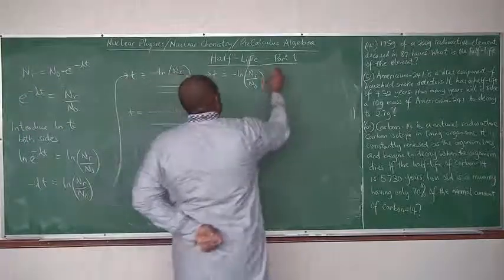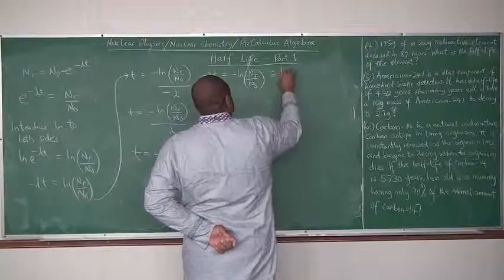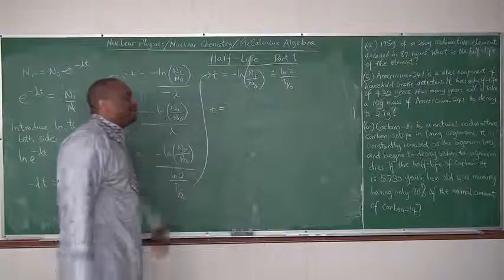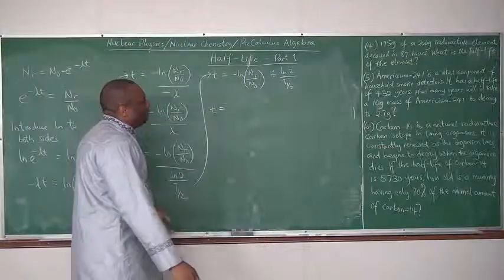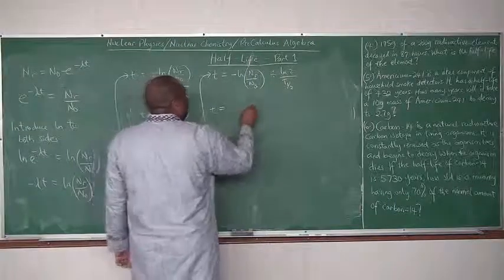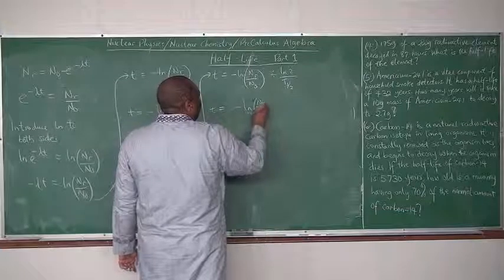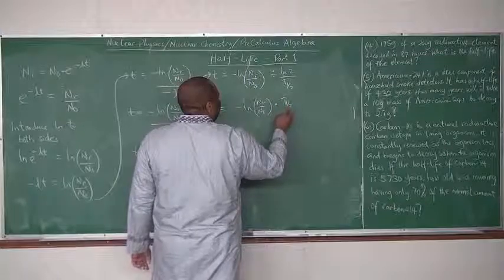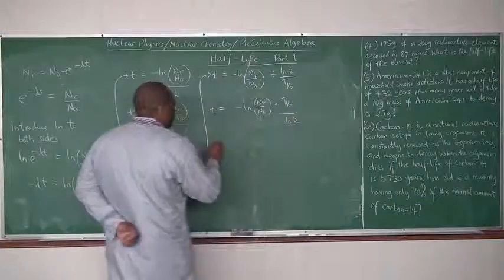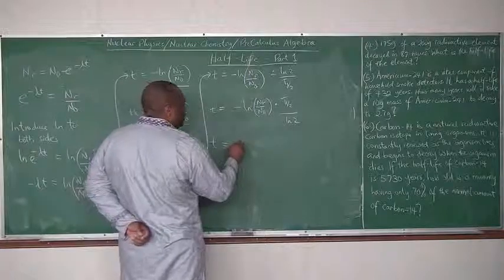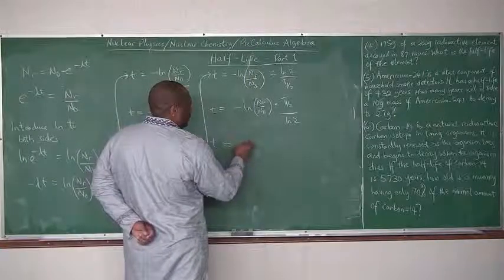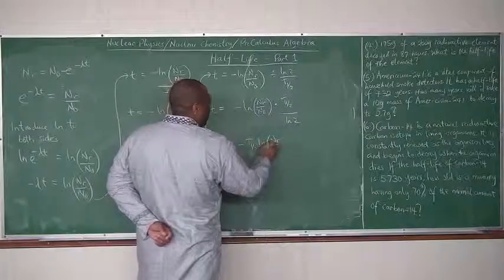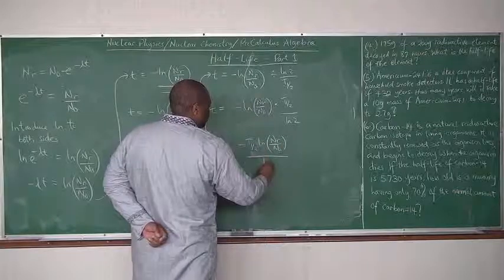Divided by ln 2 over half-life. I know what I'm doing, I'm just breaking it down. I should have just put it, but some of you might ask me, what did you do? Negative ln NR over NO times half-life over ln 2. So we have that T is negative half-life ln NR over NO all over ln 2.